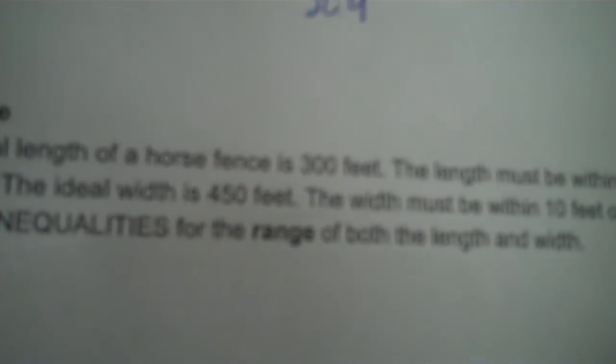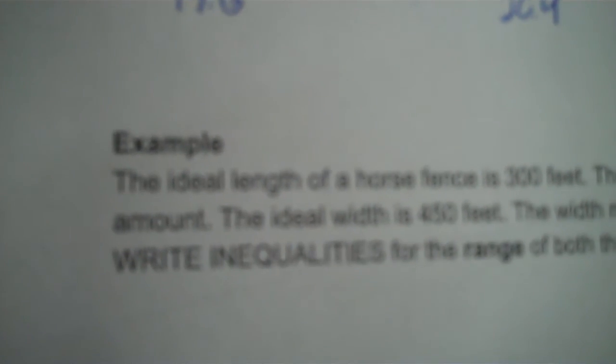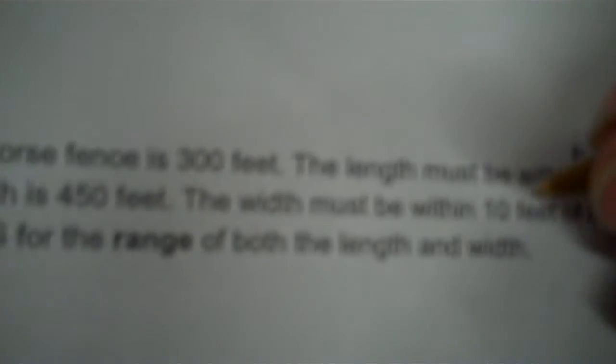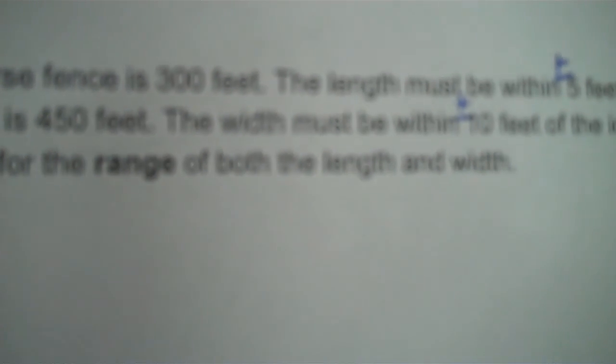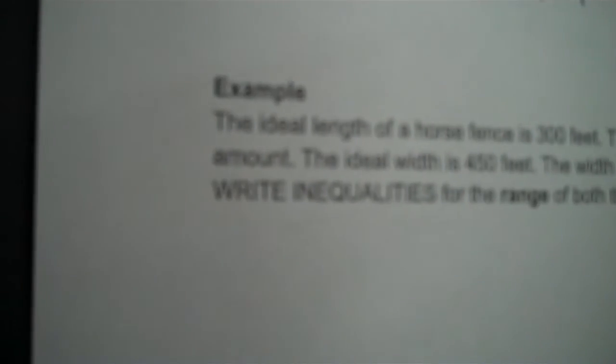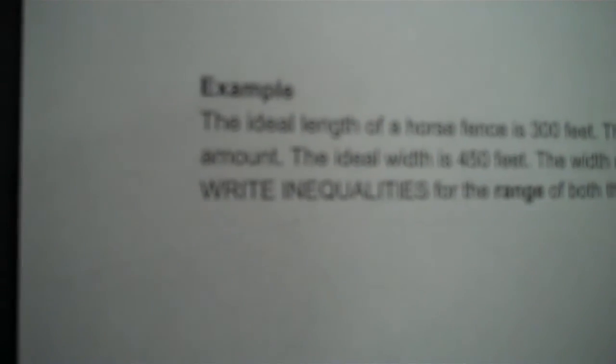Okay, and then this one, the ideal length of a horse fence is 300 feet. The length must be within, remember within means plus minus, within 5 feet of the ideal amount, okay? The ideal width is 450 feet. The width must be within 10 feet, plus or minus 10 feet of the ideal amount. Write inequalities for the range for both the length and the width. Now you got to do the length, and you got to do the width.